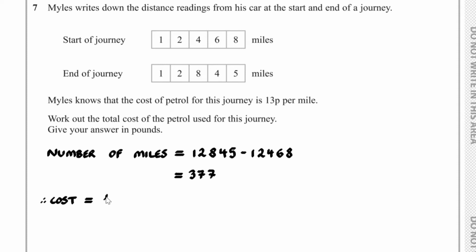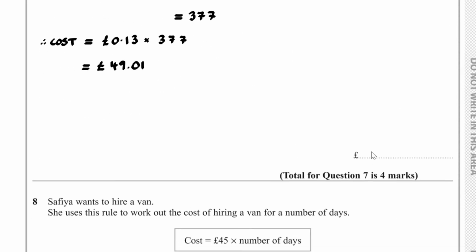Now it's 13 pence per mile, so therefore for the cost we have 13 pence, which is the same as 0.13 pounds, multiplied by 377, and if we work out what this is equal to, we get 49 pounds and 1 pence. So we have 49 pounds and 1 pence.